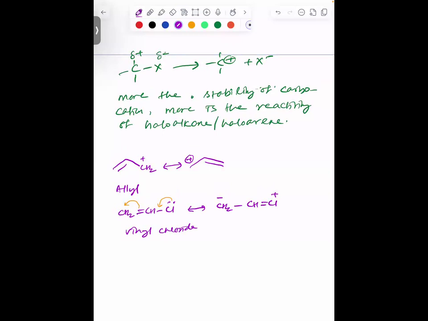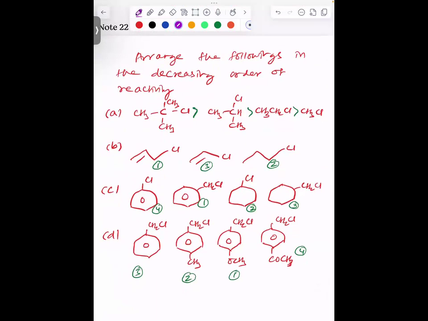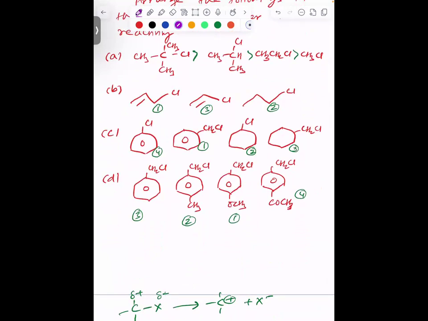Quickly note down. Okay, now see this answer. Allyl is most stable, then this one comes, and vinyl will be least stable as it has partial double bond character. Now see question number C. In question C, first, chlorine and carbon has partial double bond character. Second, now, that is chlorobenzene.